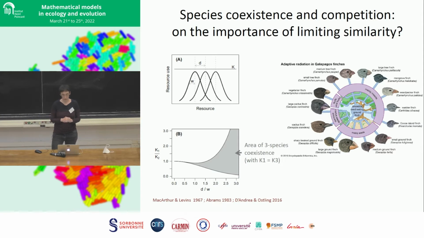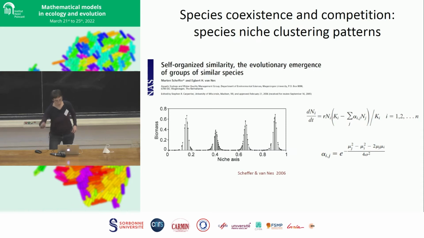But in fact, the work I will present here is based on a paper a bit more recent than MacArthur and Levins, where they used the MacArthur and Levins model, but they did numerical simulations. And for these numerical simulations, you have only competition still, okay? And in these simulations, species can have different carrying capacities, but not too different. They have the same growth rate r here.